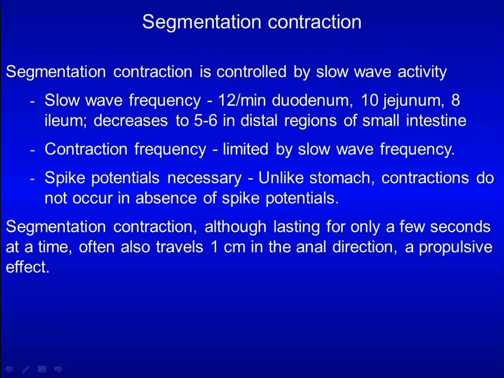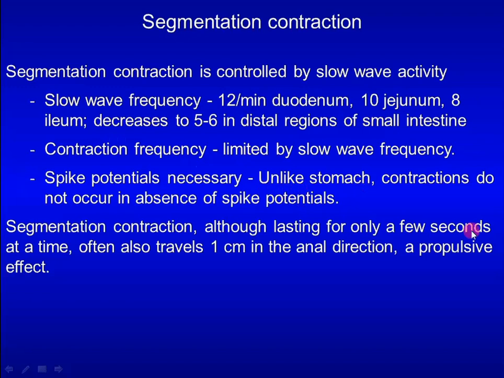Segmentation contraction is controlled by slow wave activity. Slow wave frequency is 12 per minute in duodenum, 10 in jejunum, 8 in ileum. Contraction frequency is limited by slow wave frequency. For example, maximum frequency of segmentation contraction in duodenum is 12 per minute. In the small intestine, spike potentials are required for muscle contraction. This is different from stomach, where slow waves alone can cause muscle contraction.